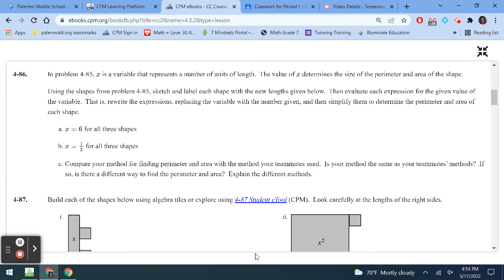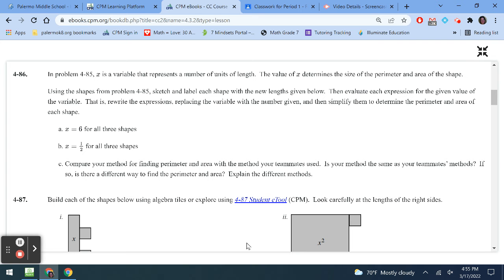For 4-86, it says in problem 4-85, x is a variable that represents a number of units of length. The value of x determines the size of the perimeter and the area of the shape. That makes sense because the more x's there are, the bigger it is. Also, if x is 5, the perimeter of the shape is going to be much larger than if x was equal to 1/2.